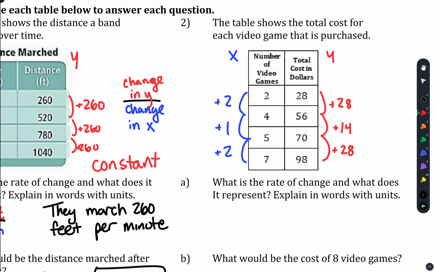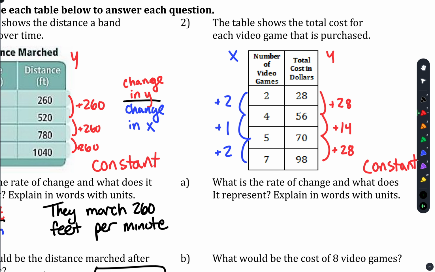So what do we think? Is this a constant rate of change or not constant? What are they going up by every one video game? $14 for one video game. So when they go up by 2 video games, it should go up by double 14, which is 28. So yes, this one is also constant.